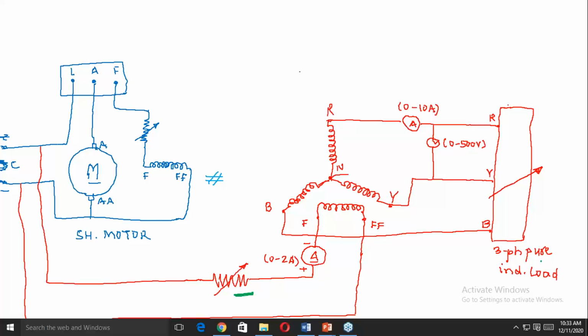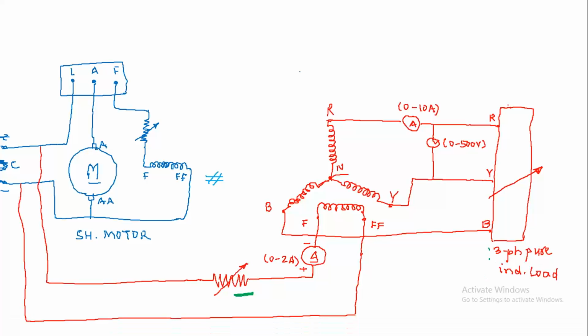This is a pure inductive load. You see here, the load connected is a pure inductive load. Actually, it has small resistance, so if we neglect its resistance, it is a pure inductive load. So what is the angle between voltage and current? Voltage and current angle is 90 degrees. Current lags voltage by 90 degrees. So what is the power factor? We say this method is the ZPF method, zero power factor method. So the load power factor is zero.